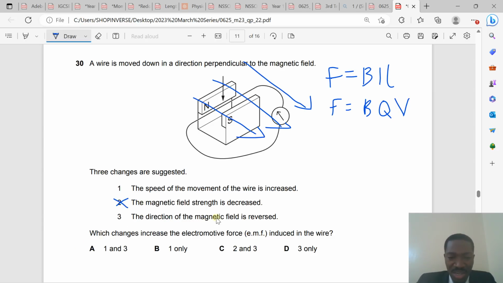The direction has nothing to do with this. Reversing the direction has no effect, unless you are changing the angle of inclination between the magnetic field and the wire. So it's only number one that has an effect on this. So the correct answer to question 30 is B.